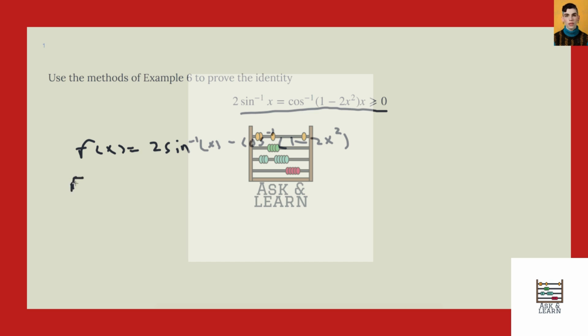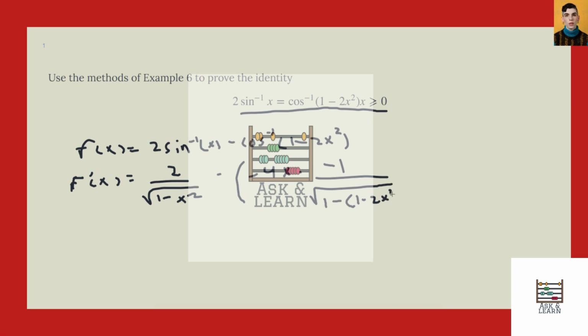So we're going to take the derivative f prime of x. The derivative of sine inverse x is 1 over square root of 1 minus x squared, and since 2 is a constant, we can write 2 over the square root of 1 minus x squared. And then the next one is a little bit more complicated. We have to apply the chain rule. So we take the derivative of the inside, which will give us negative 4x, so we're going to write negative 4x times. Then we can apply the chain rule again. So we take the derivative of cosine inverse, which is negative 1 over square root of 1 minus x squared, but instead of x, we're going to put in 1 minus 2x squared. We're going to do negative 1 over the square root of 1 minus 2x squared.